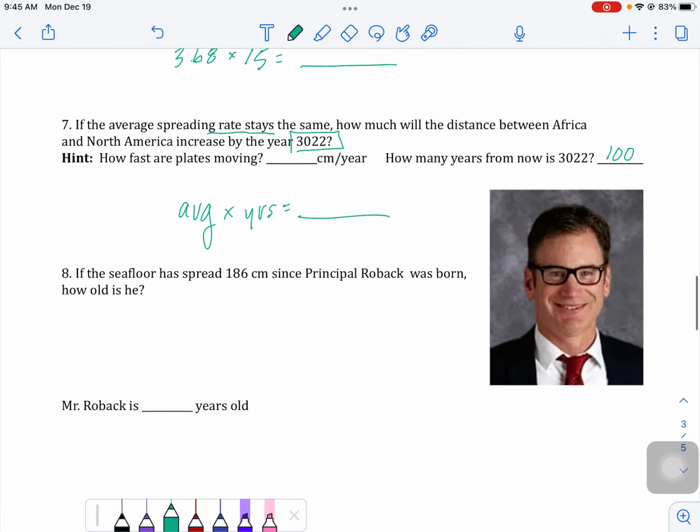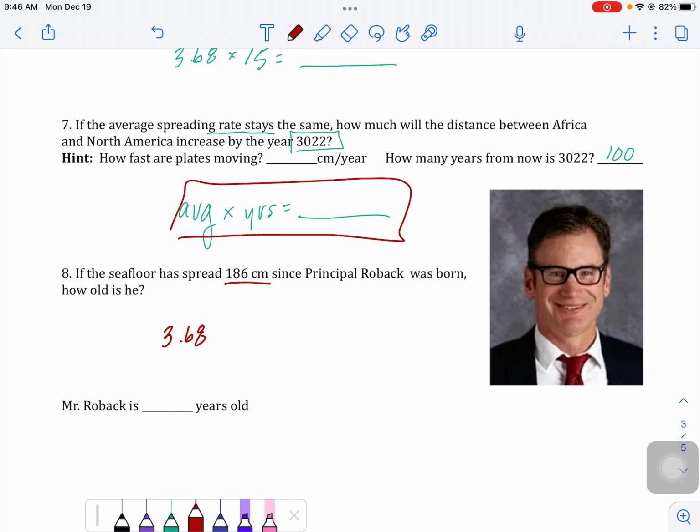The last one here, number 8, we have to think in reverse. We know that the seafloor has spread 186 centimeters since Principal Roback's birthday, since he was born. So we want to know, well, how long has Principal Roback been around? So we have part of this formula. We still know the average, right?